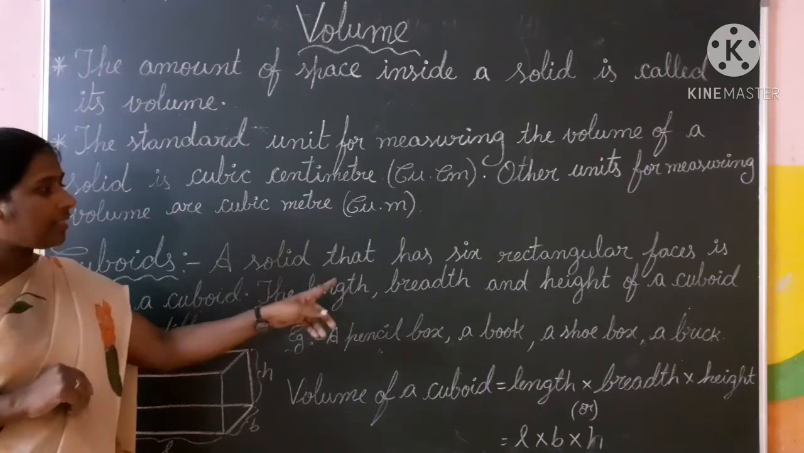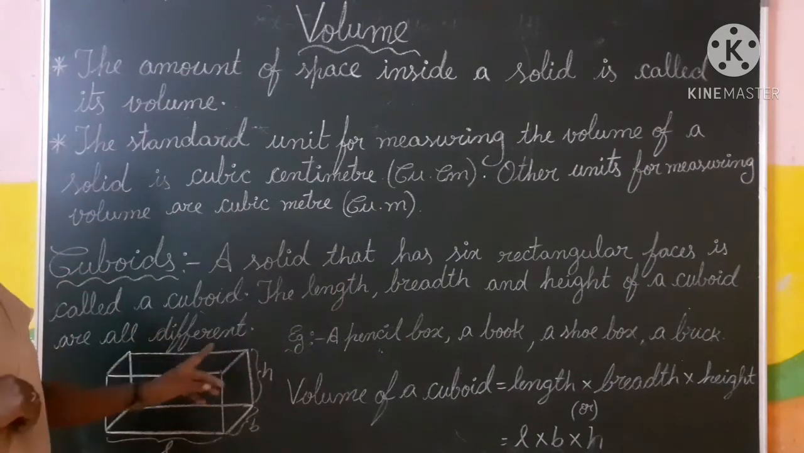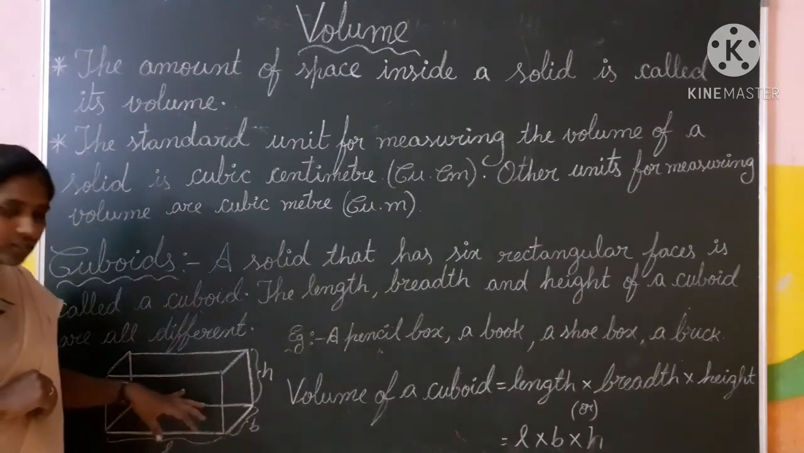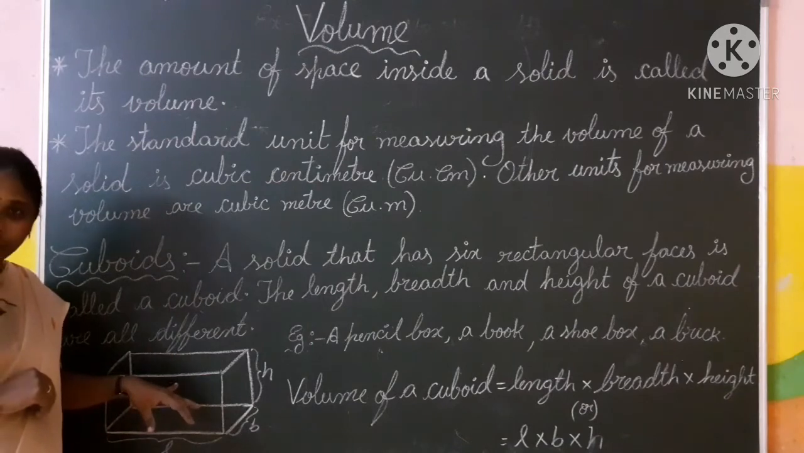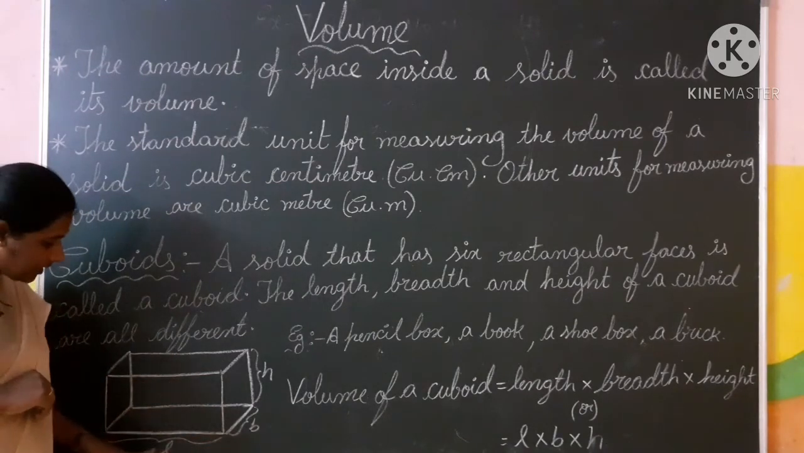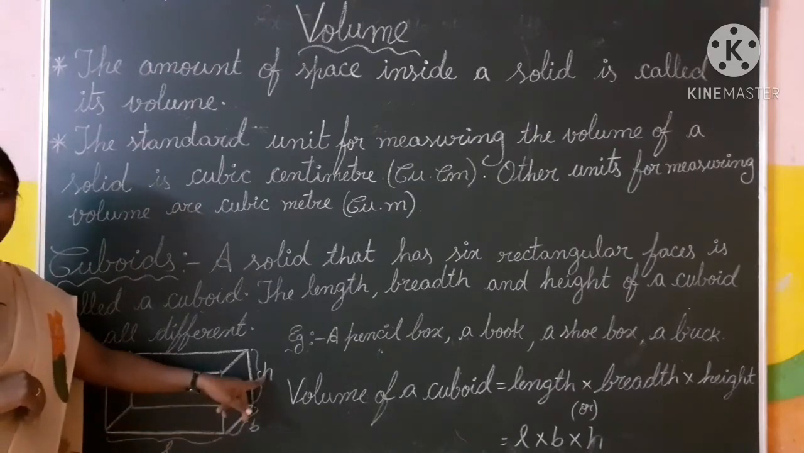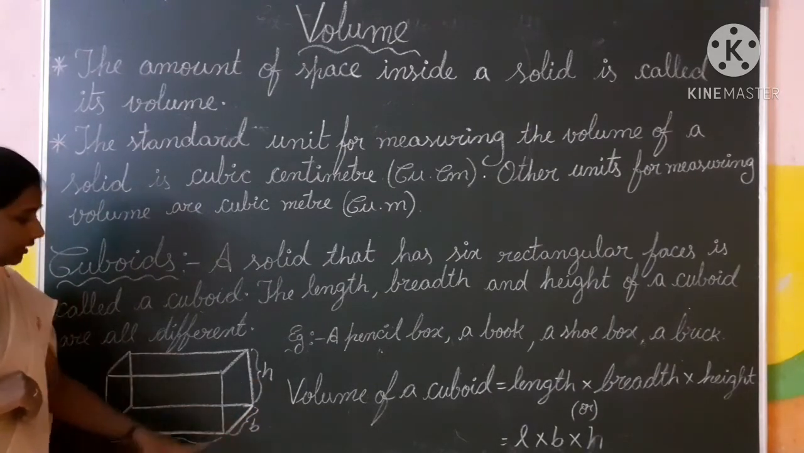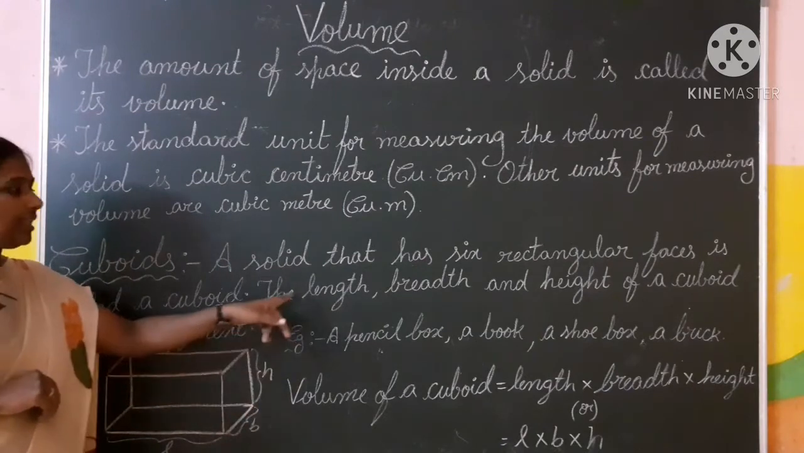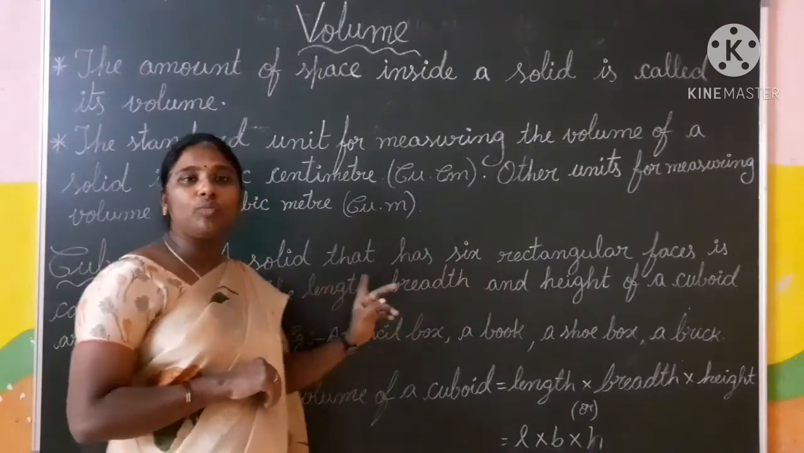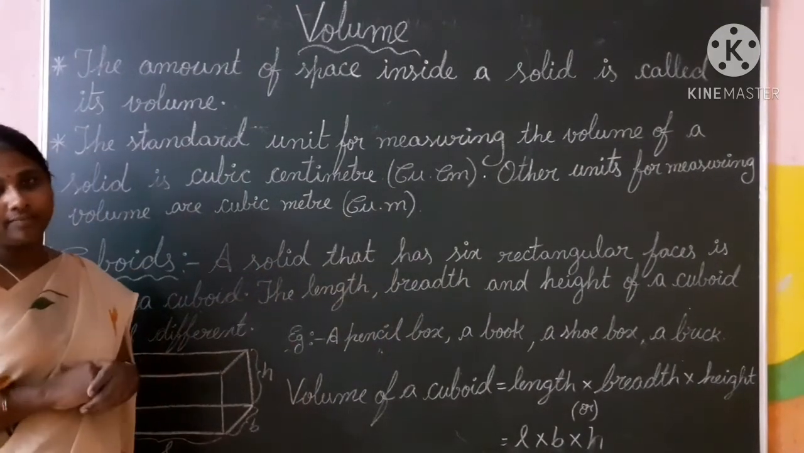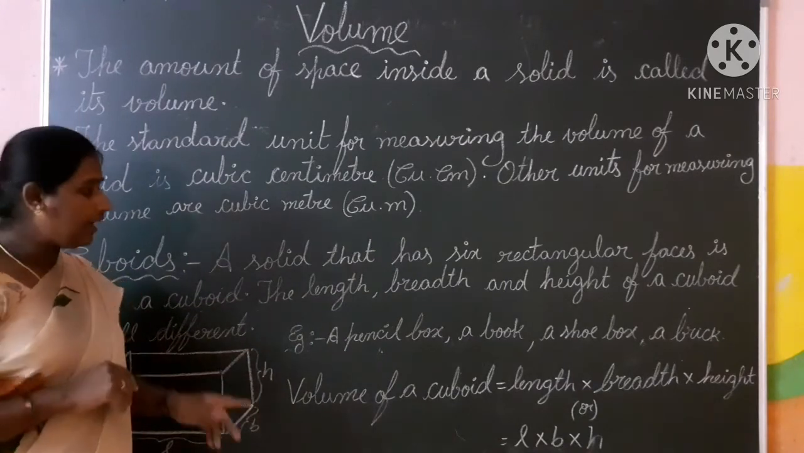The length, breadth and height of a cuboid are all different. In this cuboid having 6 rectangular faces, this is the length of the cuboid, this is the breadth, this is the height. The length, breadth and height of a cuboid are all different.